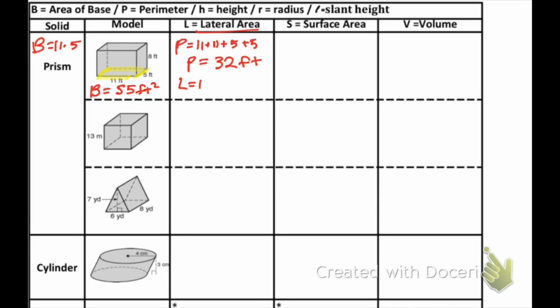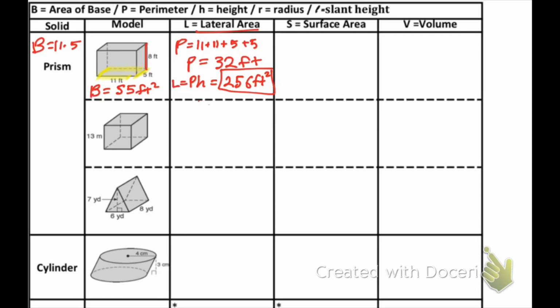Now to calculate the lateral area, it's the perimeter of the base times the height, which gives me 32, times the height, which is 8. So I get the lateral area of, let me erase some of this, 32 times 8 gives me 256 feet squared. Now it is area, so make sure that you have units squared.